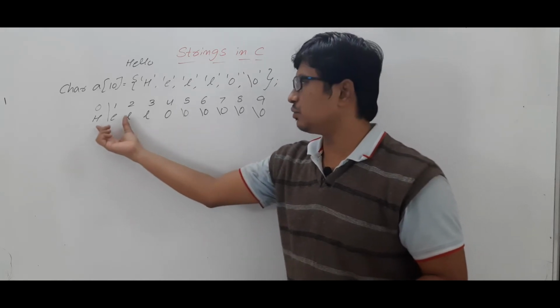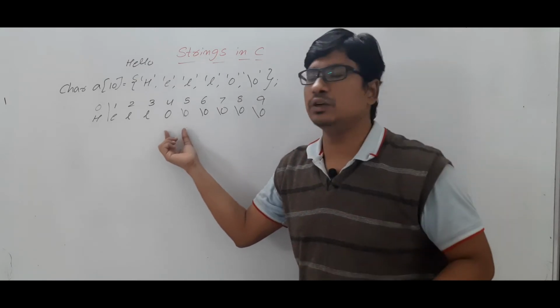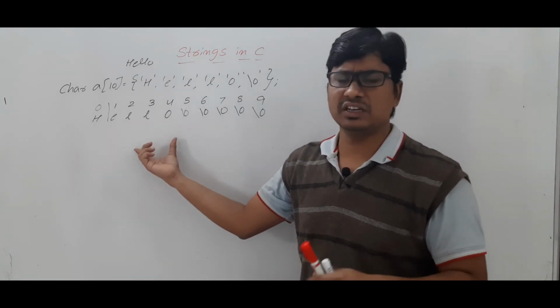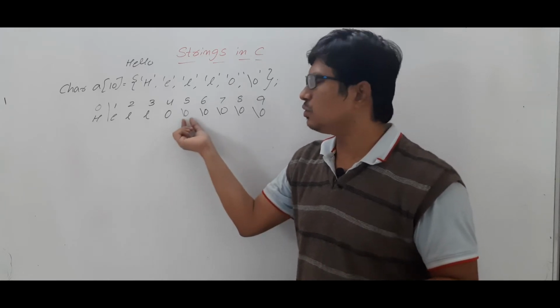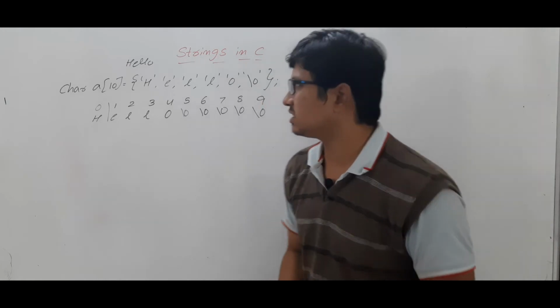Are you able to understand? We need to understand where the end of the string is to do several tasks: to find the length of the string, to reverse the string. For all these purposes we need to know the end of the string. So this backslash 0 will act as the end of the string.